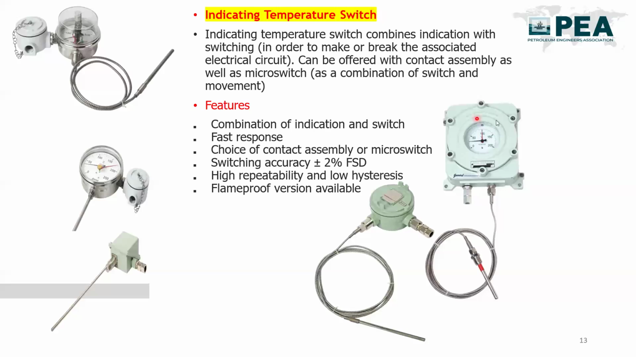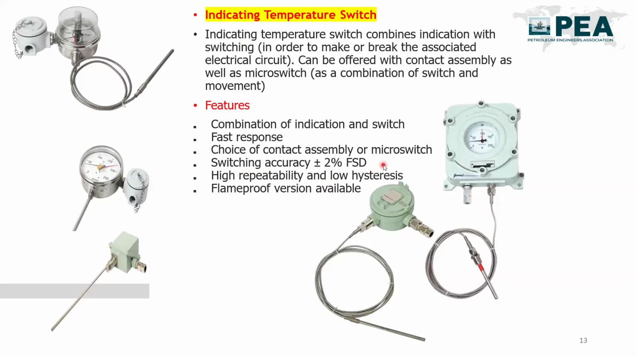Okay, so switches can give you the point measurement. The gauges will give you the local measurement, the switches will give you the point measurement, and the transmitter will give you the continuous measurement. So this switch will only give you the low alarm value or high alarm value, whatever you set inside it. Okay, so these are different switches available in the industry to measure the temperature.